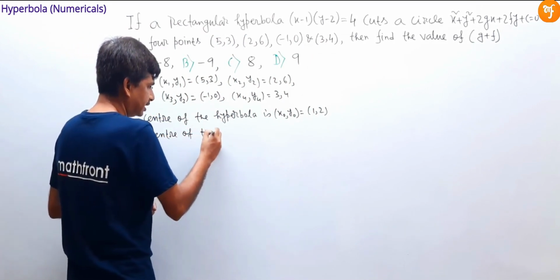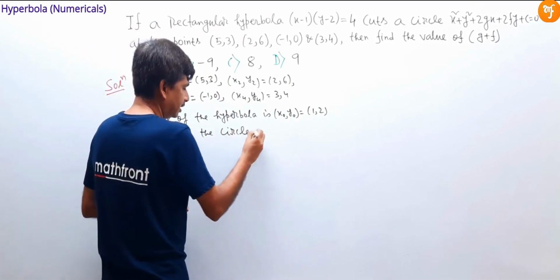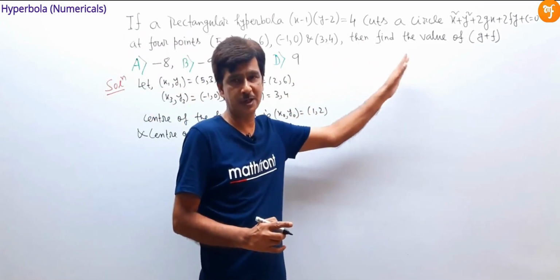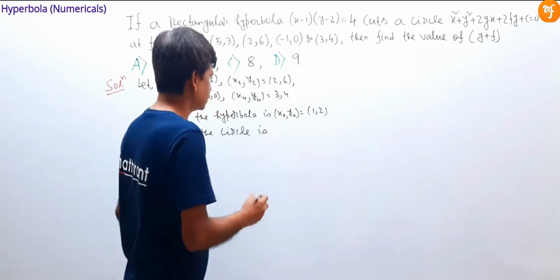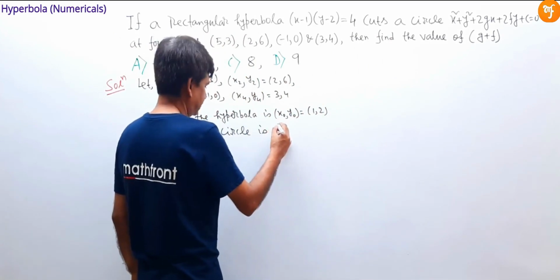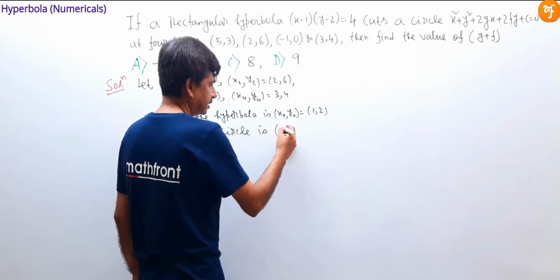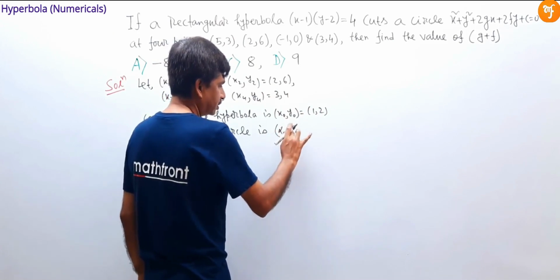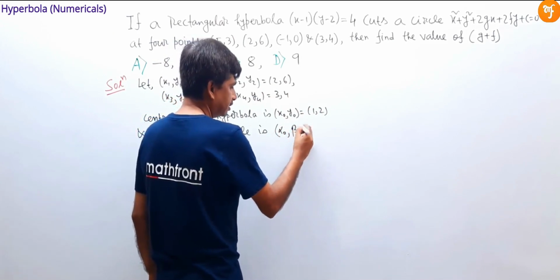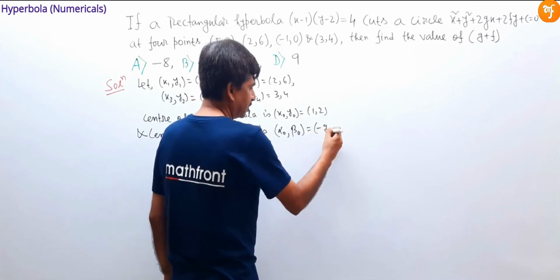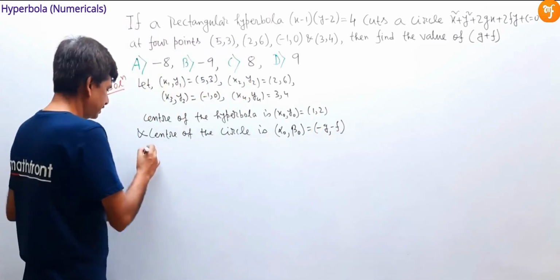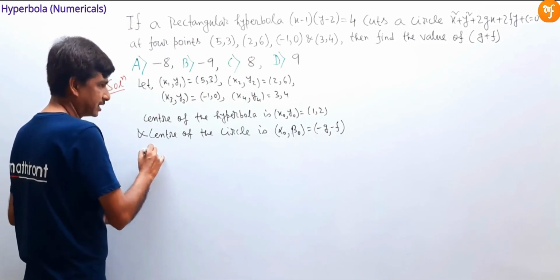Okay, and the center of the circle is, as the equation of the circle is given as x square plus y square plus 2gx plus 2fy plus c is equal to 0, so the center of the circle is (alpha naught, beta naught), which is nothing but (minus g, minus f). Okay, clear?